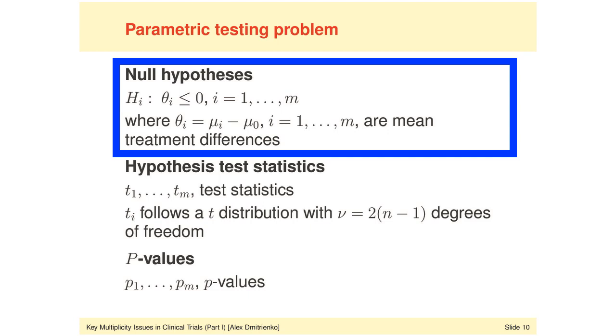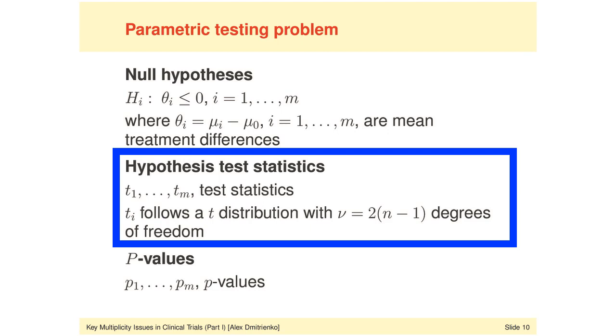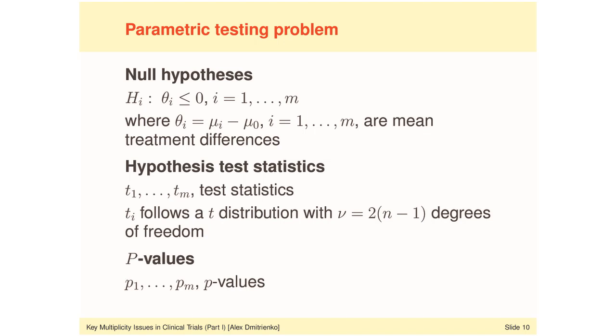Those null hypotheses will be tested using a set of hypothesis test statistics denoted by T1 through Tm, and each one is based on the simple t-test, 2-sample t-test to be precise, and thus the test statistic Ti follows a t-distribution with 2 times n minus 1 degrees of freedom. And if we assume the null hypothesis, that is if theta i is equal to 0, then the test statistic Ti follows a central t-distribution, and the p-values are computed from this null distribution, from those central t-distributions, and they're denoted as before by p1 through pm. They're shown at the bottom of the slide.